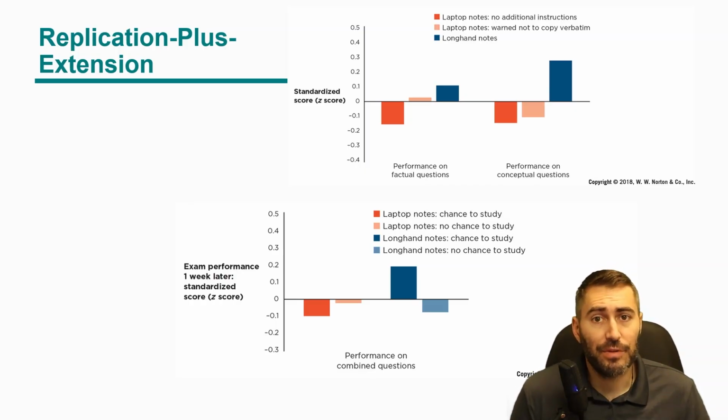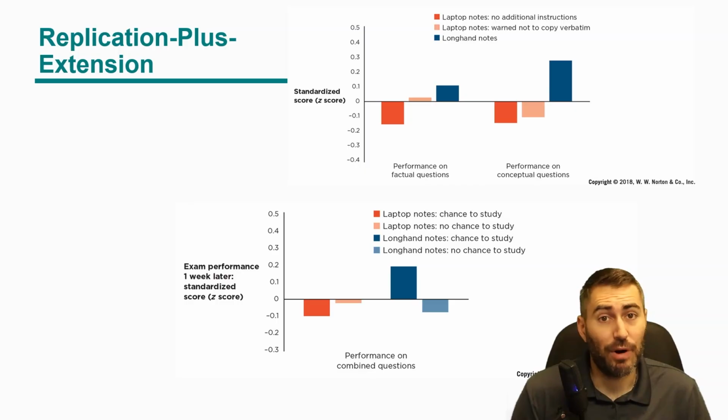Their findings were that the notes of the warned laptop users contained the same level of verbatim overlap as laptop users with the original instructions. In addition, both laptop groups performed worse on the test questions compared to the longhand note takers.